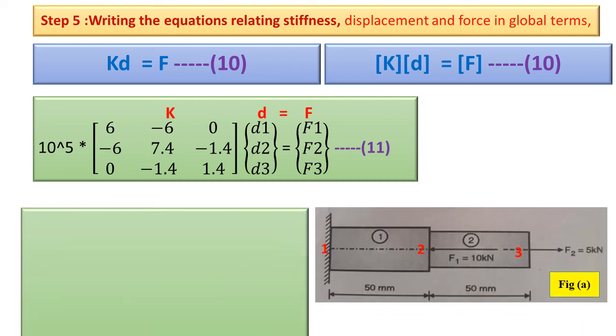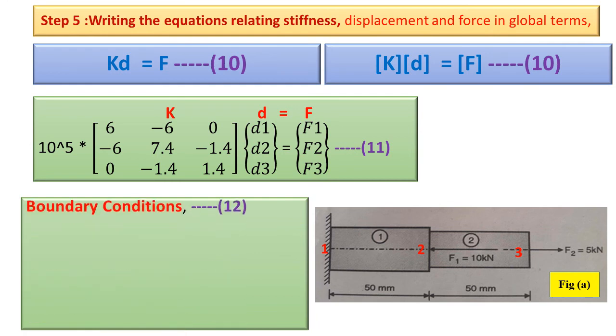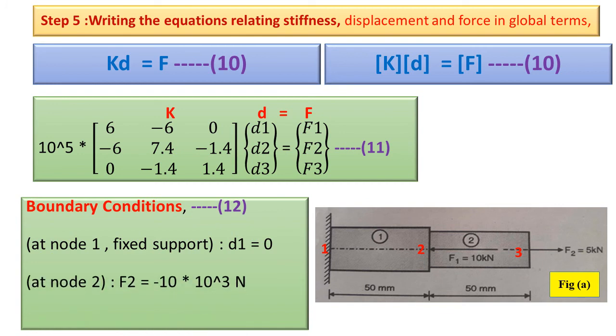From the diagram we can observe the boundary conditions also. The first boundary condition is that at node 1 there is a fixed support, and therefore D1 is equal to 0. At node 2 there is a load of minus 10 into 10 raised to 3 Newton. Why minus first of all?